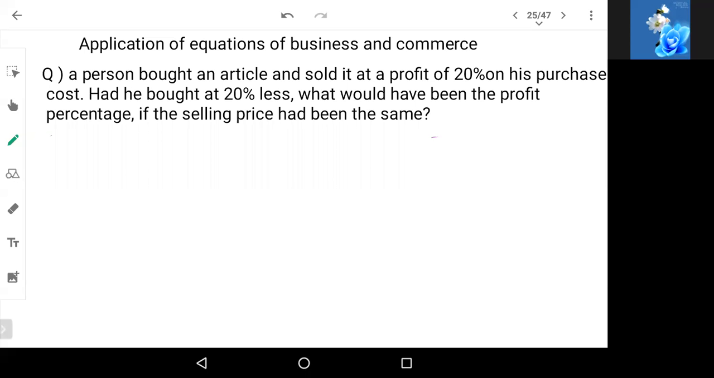So, application of equation to business and commerce. Okay, and then let's read the first question. I think we read the first question and we were about to start. So we'll read the question once again, and then we shall start.